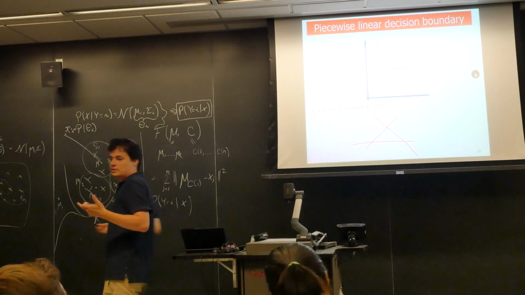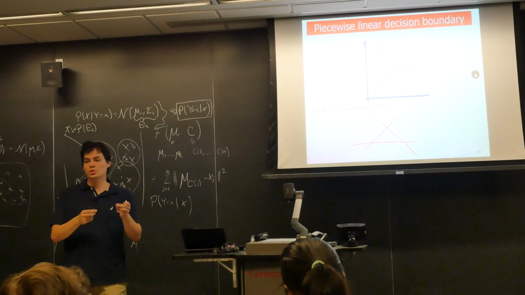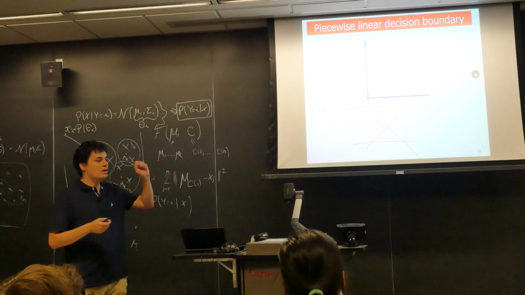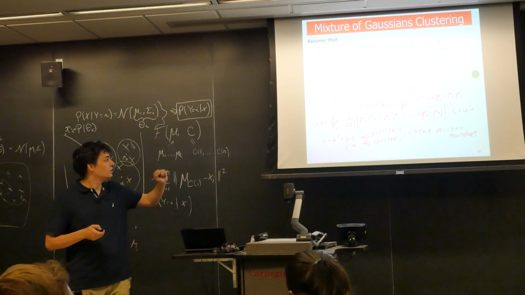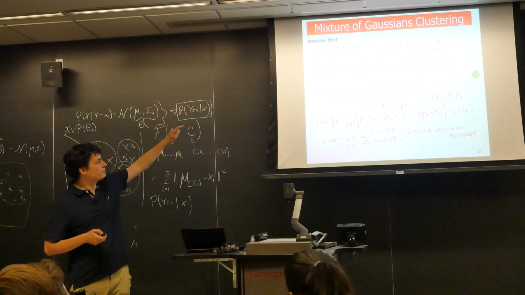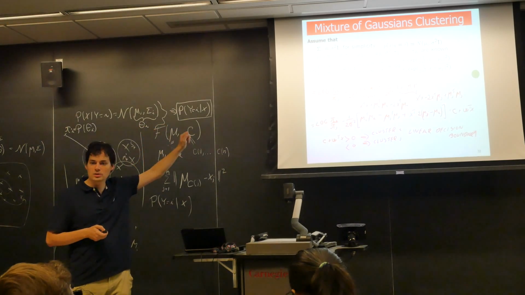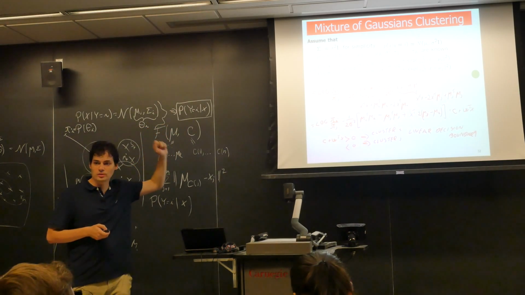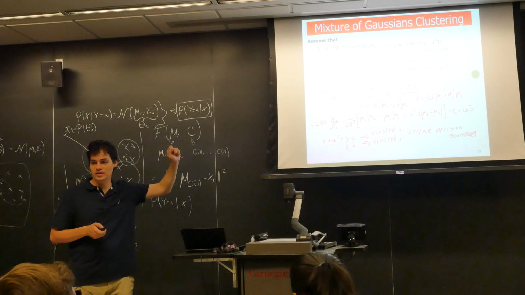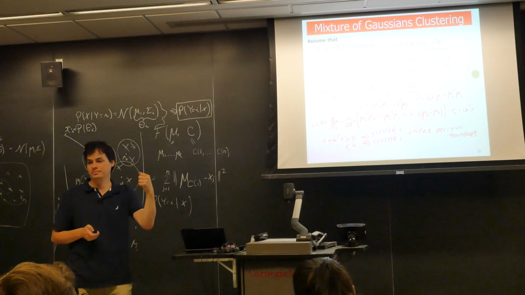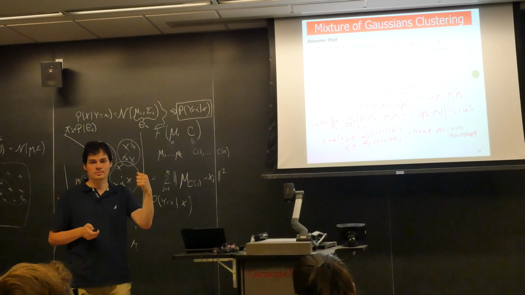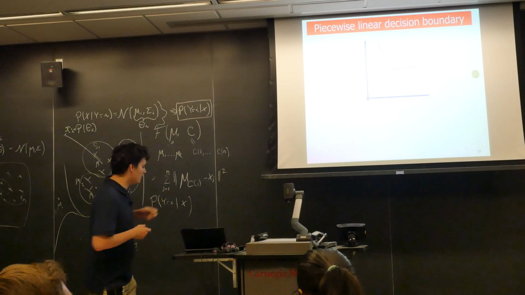We have three numbers. So I want to decide whether this point belongs to cluster 1, cluster 2, or cluster 3. I calculate the probability of belonging to cluster 1 given X, cluster 2 given X, and cluster 3 given X. That's three numbers. Among these three numbers, there must be a maximum. Right?